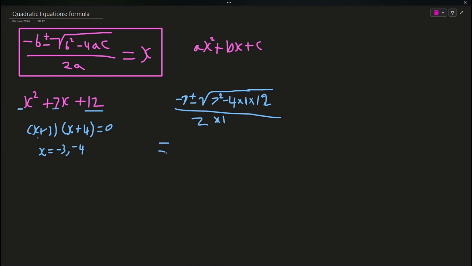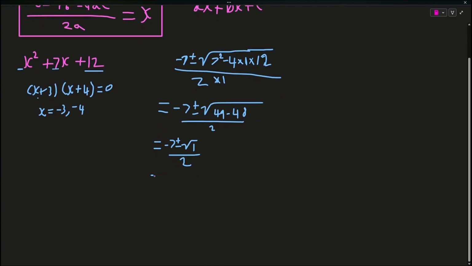Okay, so let's solve this formula, or calculate it, I should say. So 7 squared is 49. 4 times 1 is 4, times 12 is 48. So minus 48, over 2, is equal to minus 7 plus minus the square root of 1 over 2, which is equal to minus 7 plus minus 1 over 2. I'm just breaking it down. You could probably skip some of these, but I'm making sure that everything is clear.